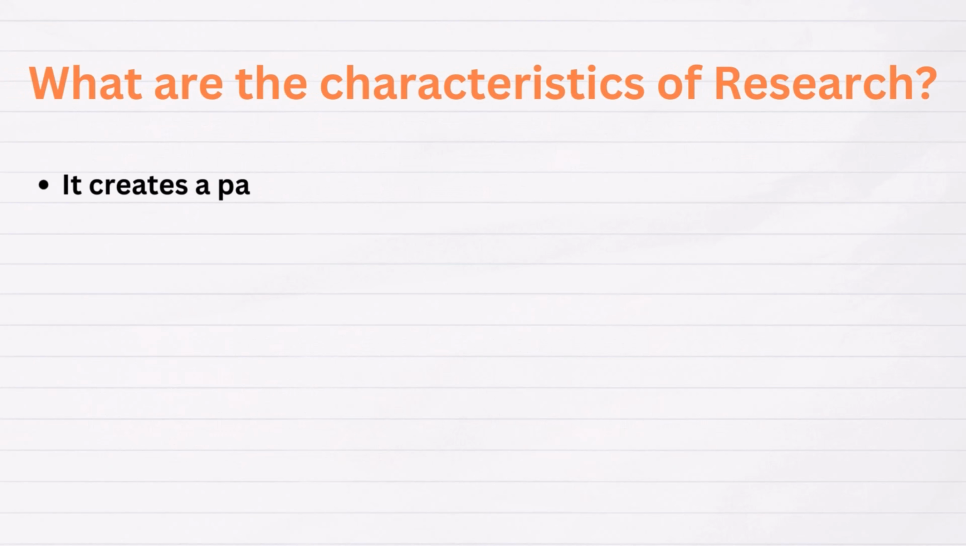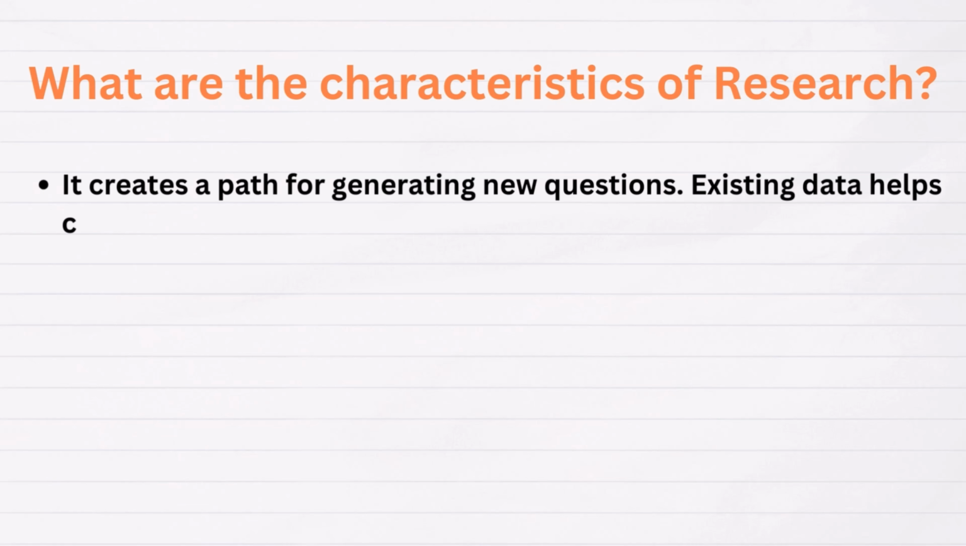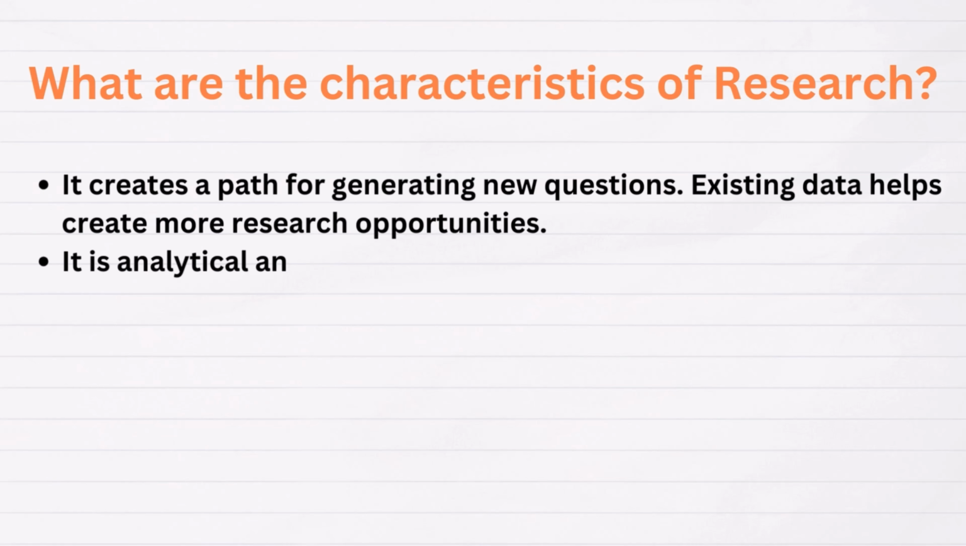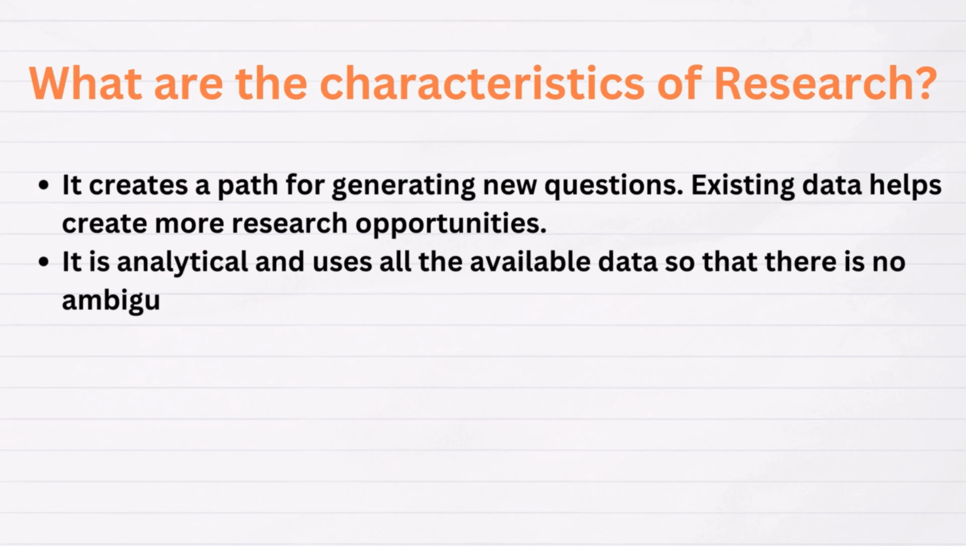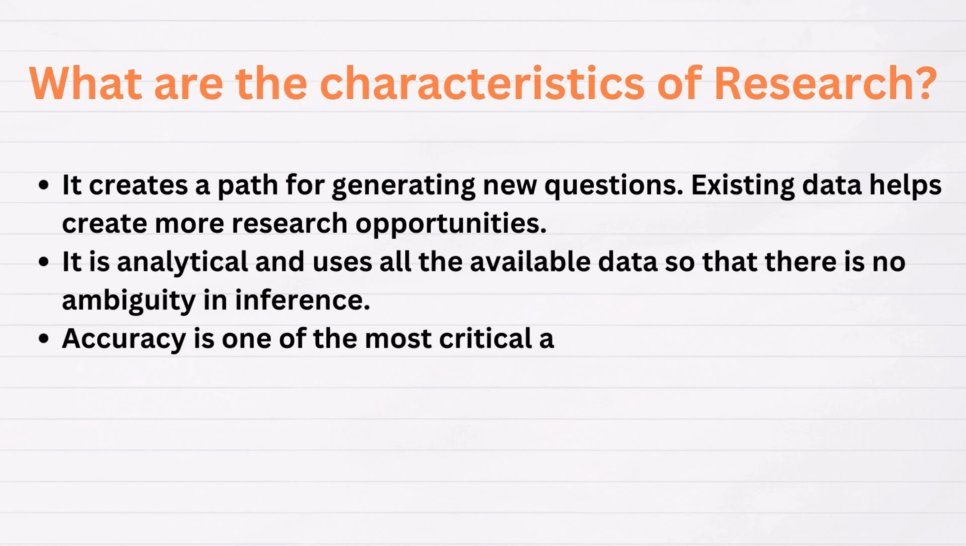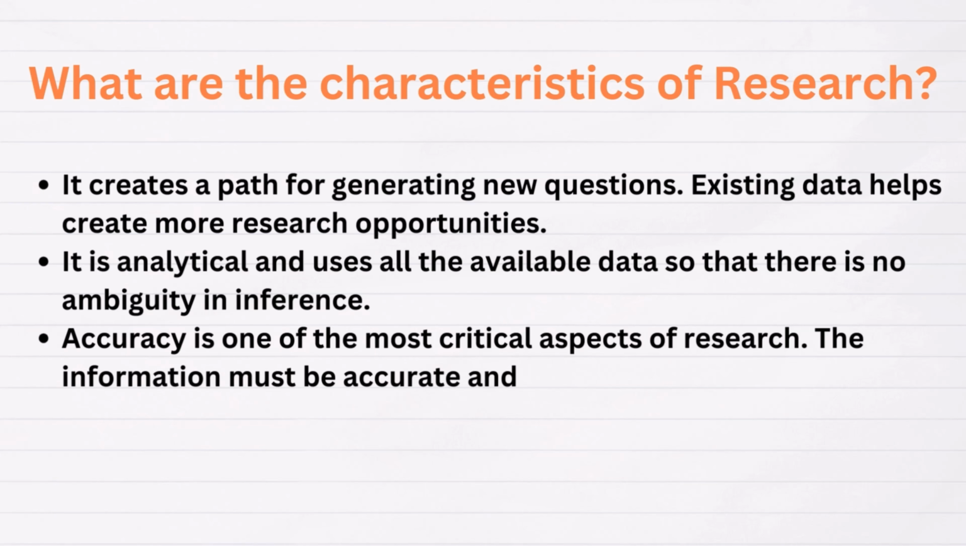5. It creates a path for generating new questions. Existing data helps create more research opportunities. 6. It is analytical and uses all the data so that there is no ambiguity in inference. 7. Accuracy is one of the most critical aspects of research. The information must be accurate and correct.